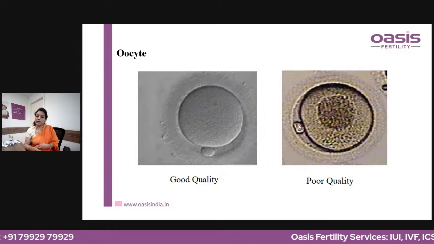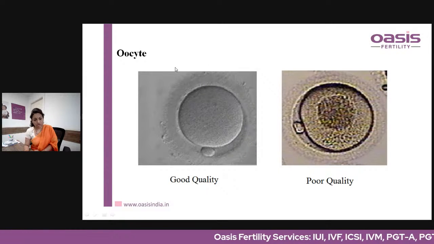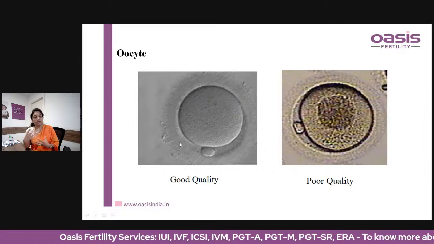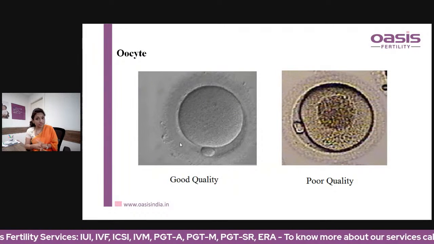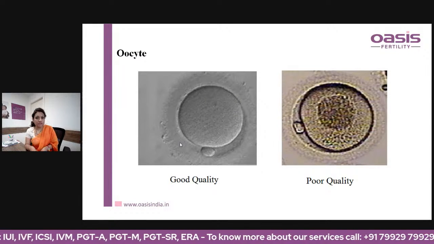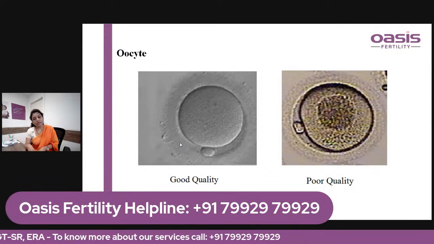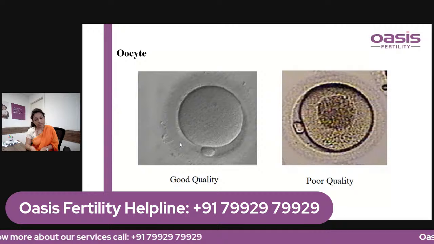So once we inject, this is how our egg will look. So oocyte, this is very important. Usually at Oasis, on the day of egg pickup, we discuss with the patient. Once we do the egg pickup, only then do we know how the egg quality is. So sitting with the patient and couple that day and discussing is very important.